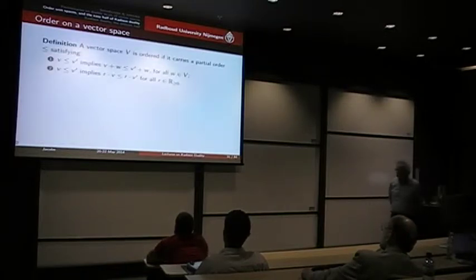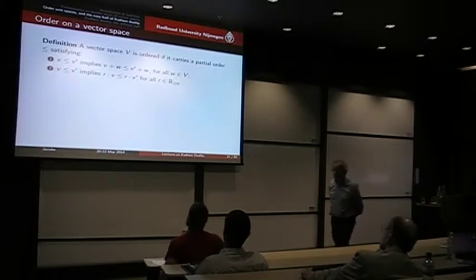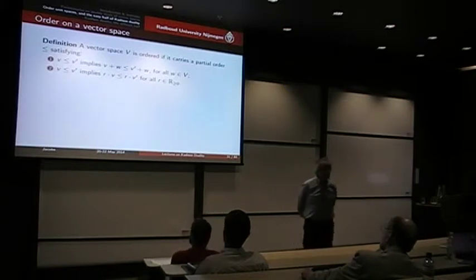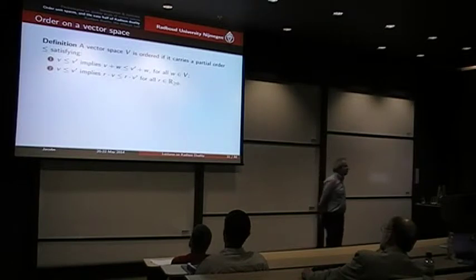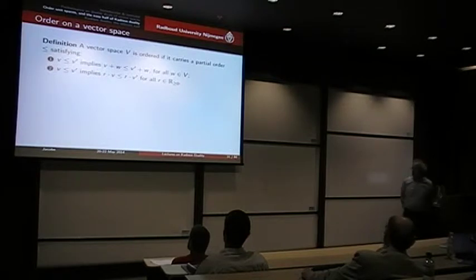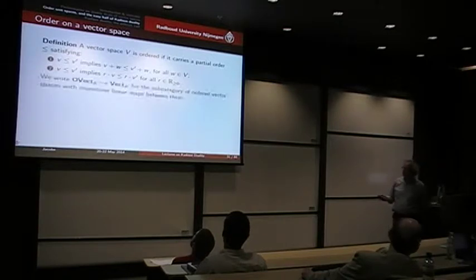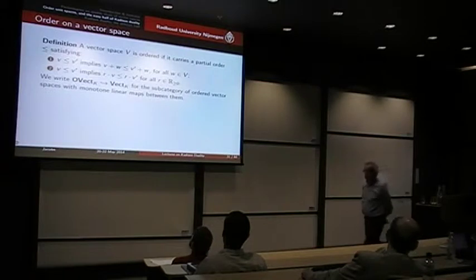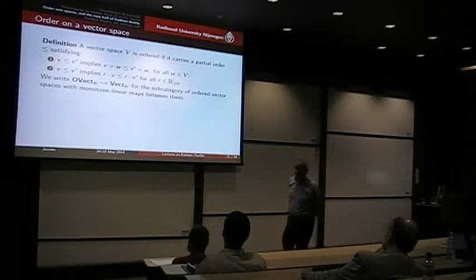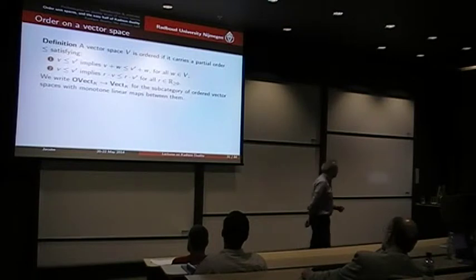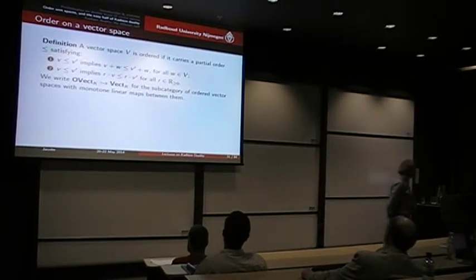It's a space with a partial order satisfying some elementary requirements, basically requiring that the order interacts well with the vector space structure. So if two elements are ordered, you can add a third one on both sides and the order remains intact. And similarly, you can multiply with a scalar, but the scalar must be a positive real number to keep the order. And we'll use the notation O-vect for the subcategory of these vector spaces with linear maps which are monotone, which preserve the order.